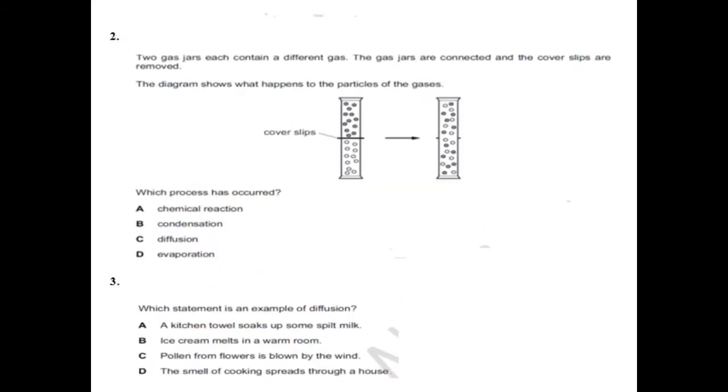Number 2. Two gas jars each contain a different gas. The lower one is with the blank circles, the top one is with the dark circles, and these gas jars are connected with the cover slips. When the slip is removed, the gases are expected to be mixed together. What do we call this process when gases are mixed together? Again, the option is very easy to select.